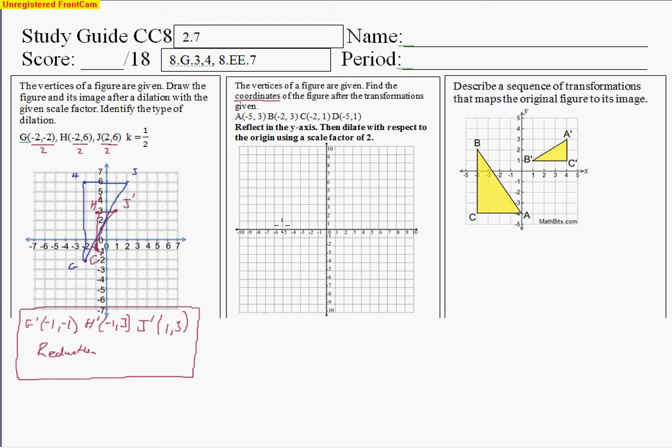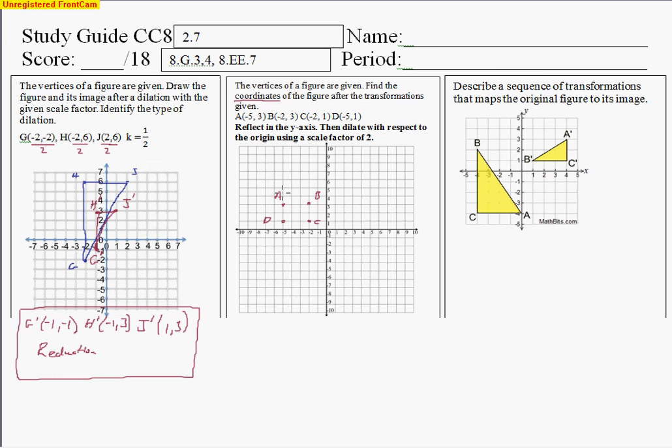-5, 3 is the first point, and B is -2, -2, and then I go up 3 spaces, and then -2, and then just up 1 space, and then D is over 5 and up 1. So this is D, C, this was B, and this was A.